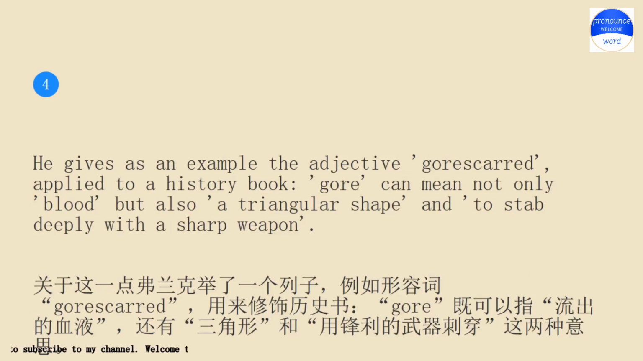He gives as an example the adjective gorskard, applied to a history book. Gore can mean not only blood but also a triangular shape and to stab deeply with a sharp weapon.